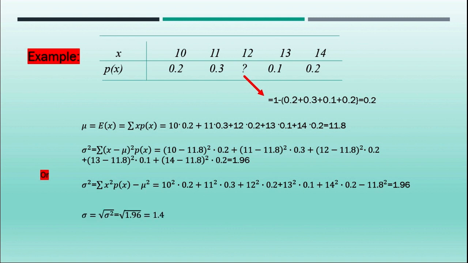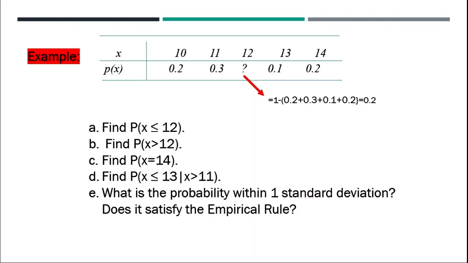Lastly, the standard deviation is just square root of variance, square root of 1.96. The result is 1.4. Now, let's use the same example to do more questions. We will do one by one.